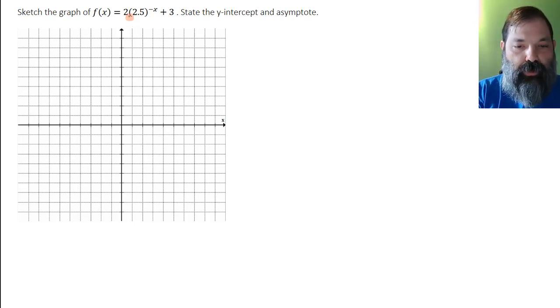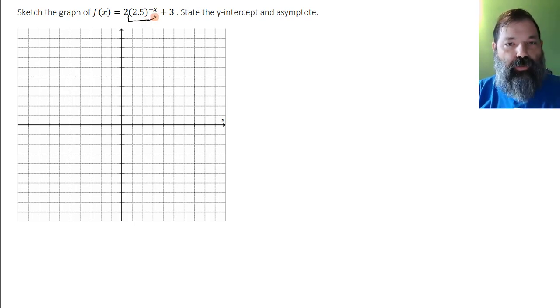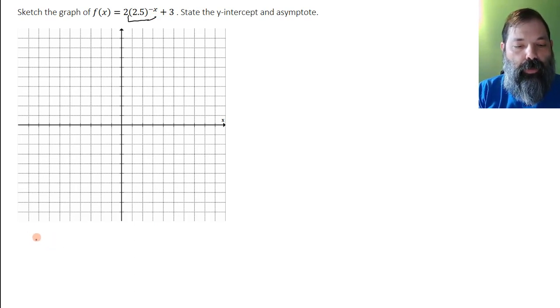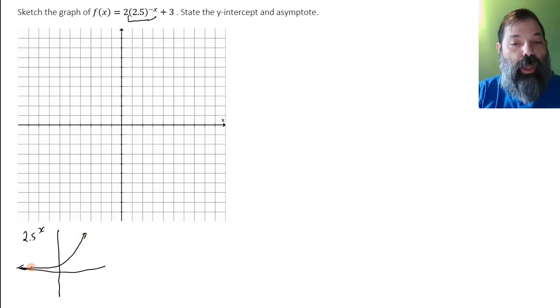So we have 2.5 to the negative x. This is an exponential function. And I know that since 2.5 is greater than 1, then the graph of 2.5 to the x would be an increasing exponential function. Look roughly like that. But since it's a negative x, since the x has been replaced by a negative x, remember that gives us a horizontal reflection. So we're going to reflect that about the y-axis.